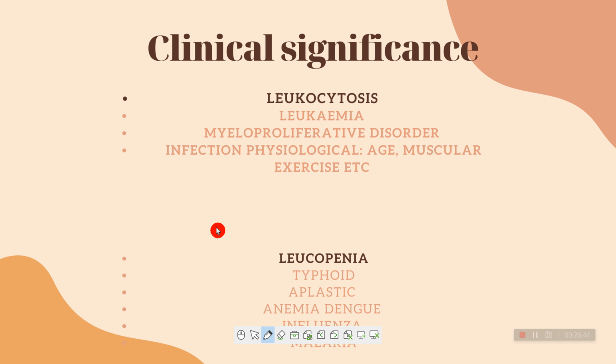Then the clinical condition in which your leukocytes, the WBCs, go down or decrease below the normal range is called leukopenia. So leukopenia can be observed in a number of diseases or clinical conditions such as typhoid. In the case of typhoid, the WBC count may be lowered. In case of anemia, dengue, influenza, malaria and aplastic anemia, leukocytes are decreased. The leukocytes can also be decreased in immunocompromised or immunosuppression diseases such as TB or AIDS.